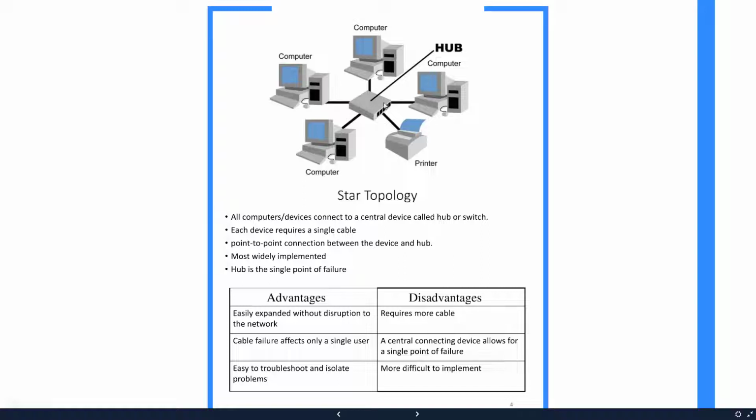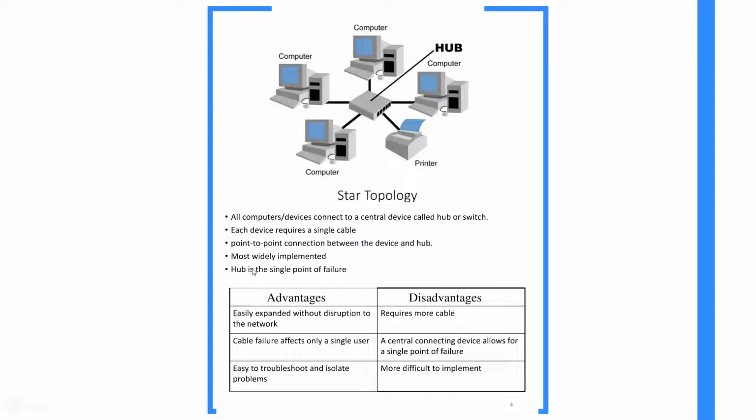Next is the star topology. As you can see, there's a central device in the middle that we call a hub. All computers and devices connect to a central device called a hub or a switch. Each device requires a single cable, a point-to-point connection between the device and the hub. This is most widely implemented because it's easy to implement.